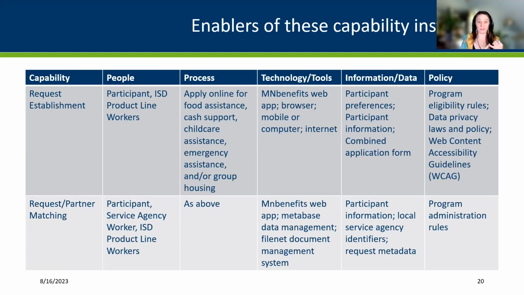It's participant information, local service agency identifiers, and request metadata, with the potential to start looking to location data to get more clear about where it needs to go. And the policy that it's looking to is program administration rules of who should process an application for any given person, the county or the tribal nation that serves them.